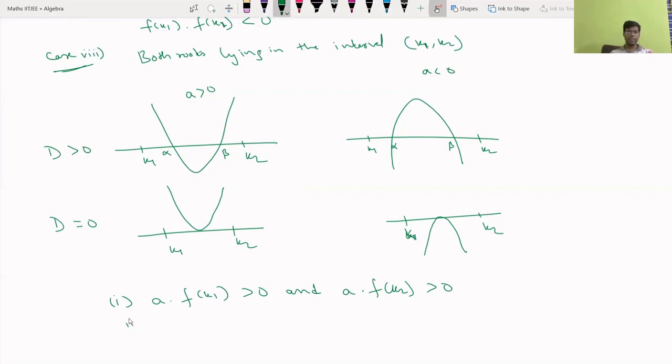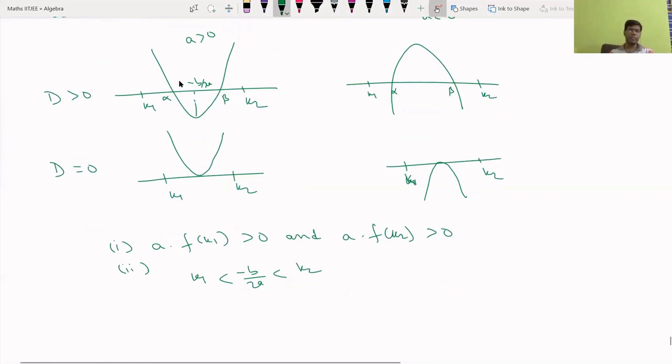Now the second condition which I need to check is this, minus b by 2a. In all the cases, we see that minus b by 2a will be between K1 and K2. Whatever case we take, whether A is greater than 0 or less than 0, or discriminant is greater than 0 or equal to 0, we will always have minus b by 2a lying between K1 and K2.